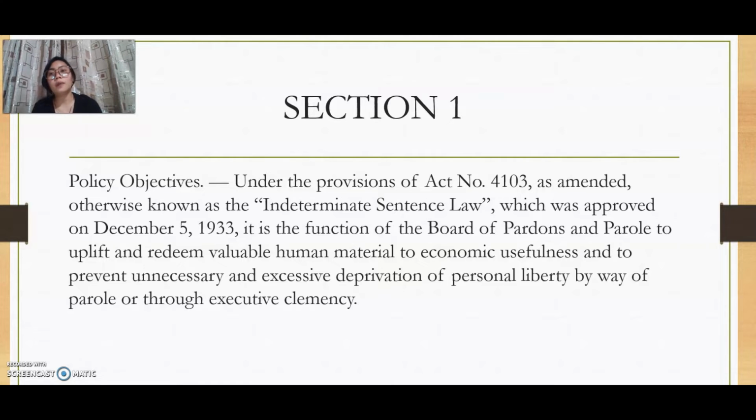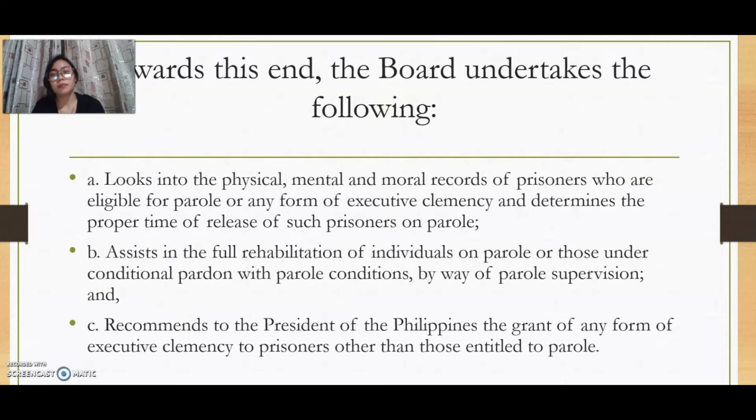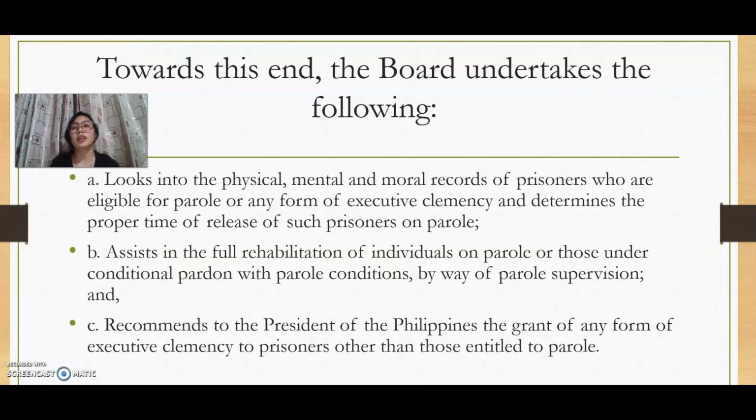So, even our prisoners or guilty persons have their personal liberty, and they can redeem themselves in society so that they will have another chance to prove themselves. So next, towards this end, the board undertakes the following. Not all prisoners have the qualifications to avail of parole or pardon, so here I will discuss what the board undertakes.